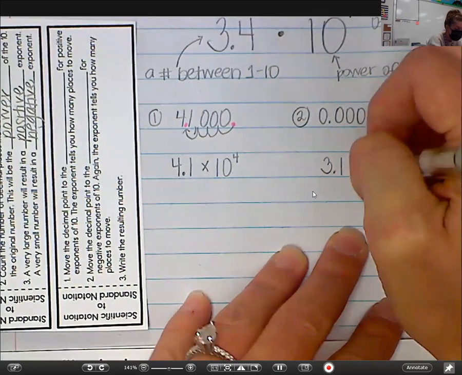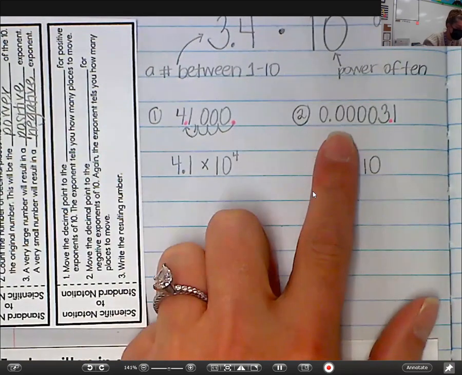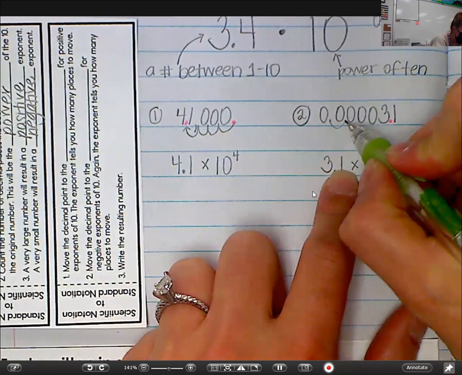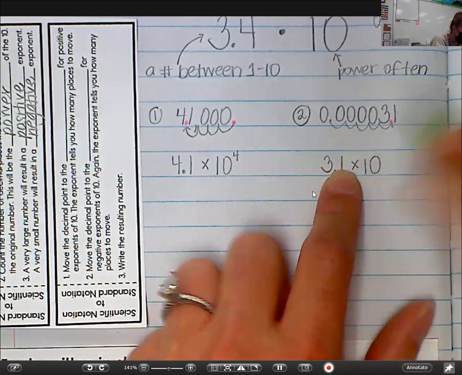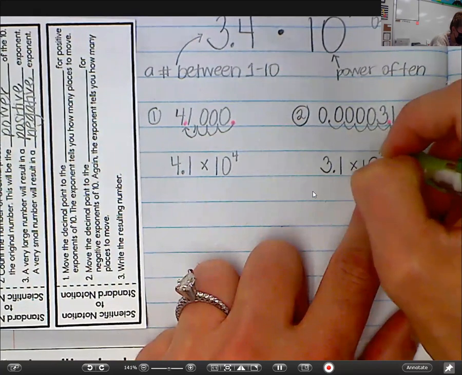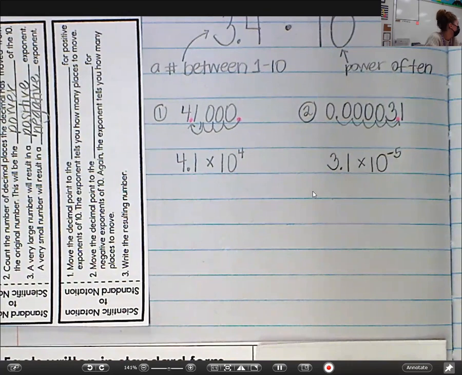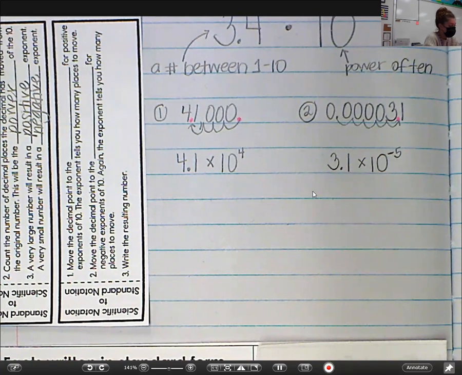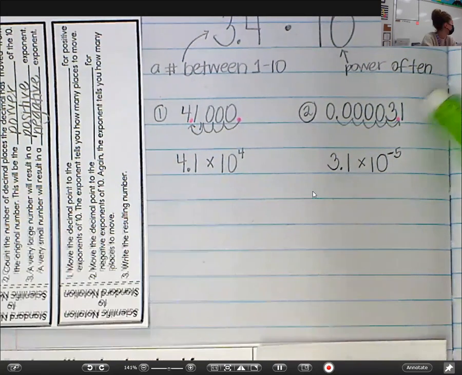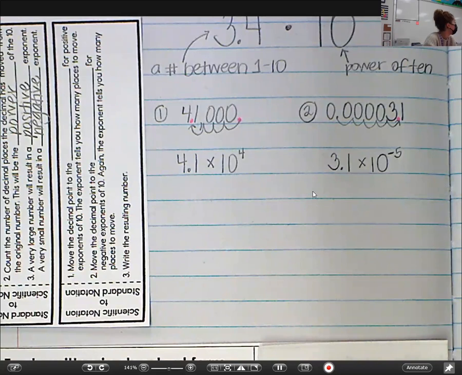3.1 is my number between 1 and 10. Times 10 to the, now let's count. 1, 2, 3, 4, 5 spaces. And it's a small number, so I want you to put a negative power. 10 to the negative 5th. Because remember, 10 to the negative fifth is really 1 over like 100,000 or something, right? Times by the 3.1, that would get us back to this decimal.